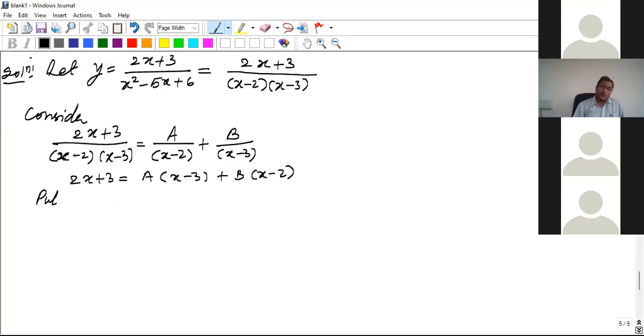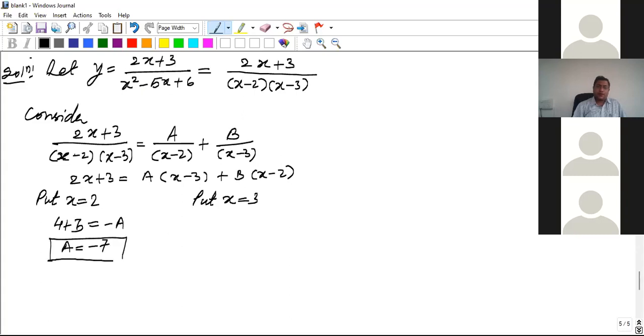But making the denominator equal to 0 means what? If I consider x minus 2 equal to 0, that means x is equal to 2. And if x minus 3 is equal to 0, then x is equal to 3. So if we put x equal to 2 in this expression, we get 4 plus 3. Here this term is going to be 0, but this term will be minus a. So I can write a is equal to minus 7. Is that okay?